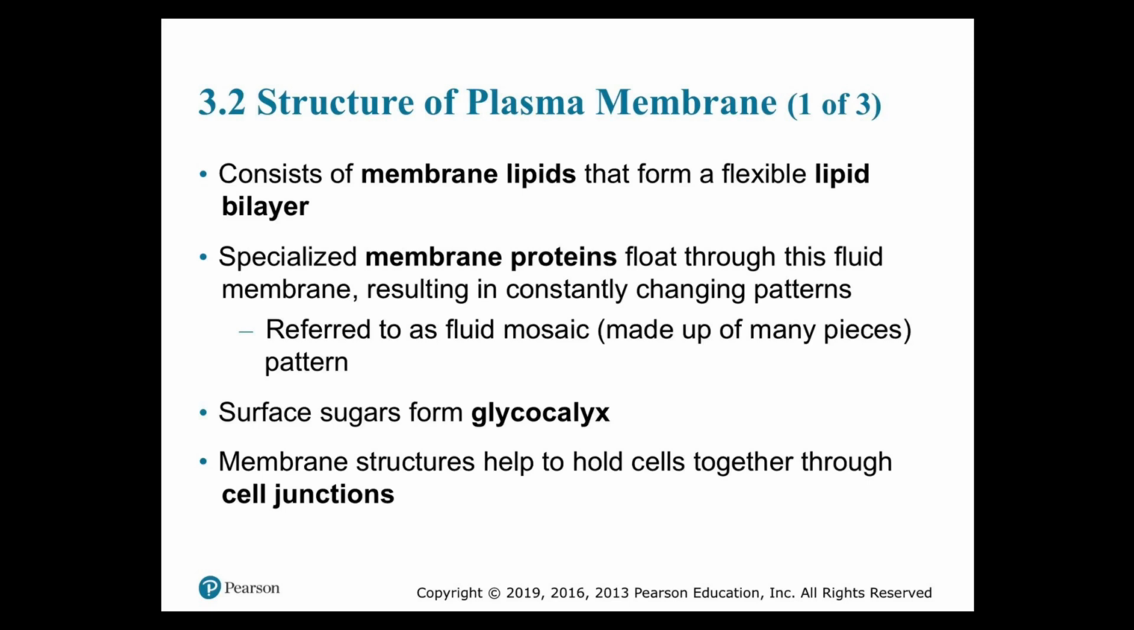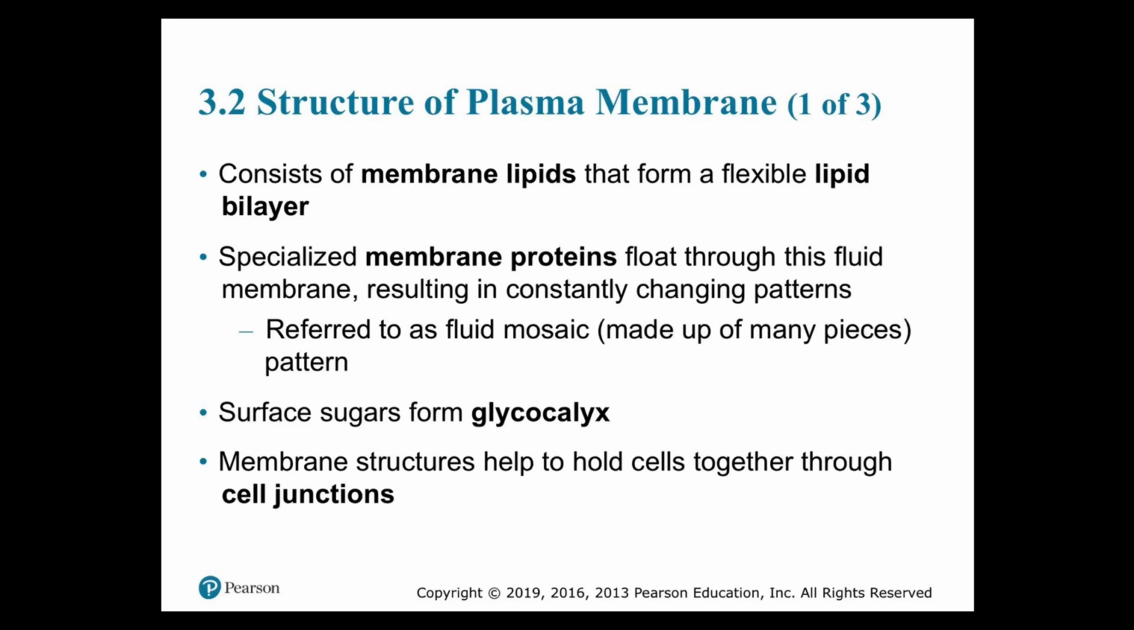Also, a component of the plasma membrane are specialized membrane proteins that flow through this fluid membrane. So the membrane is referred to as fluid because it's not a rigid structure. And the result is that these membrane proteins will change. You won't find them in a fixed position. So that's why the plasma membrane is referred to as a fluid mosaic pattern.